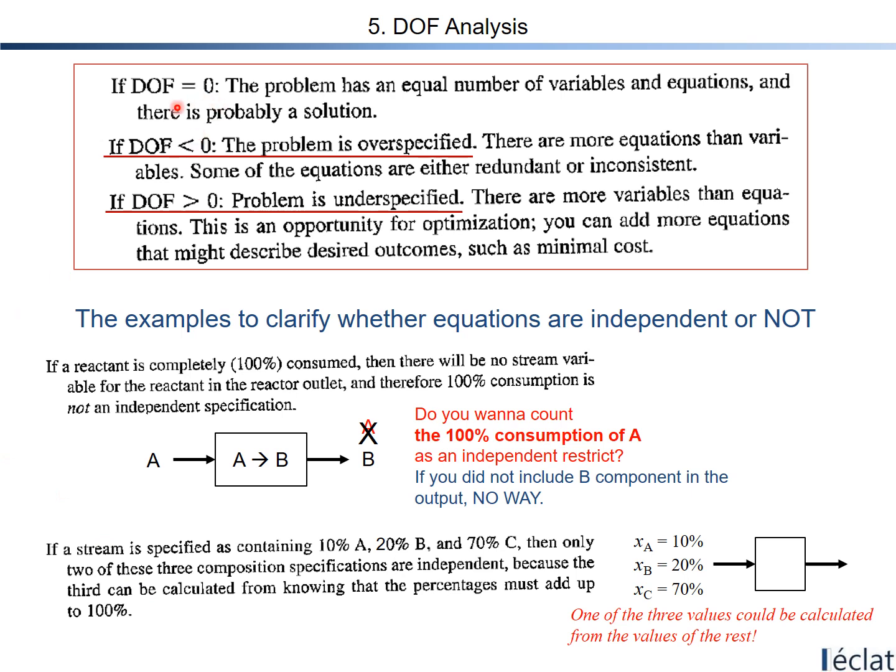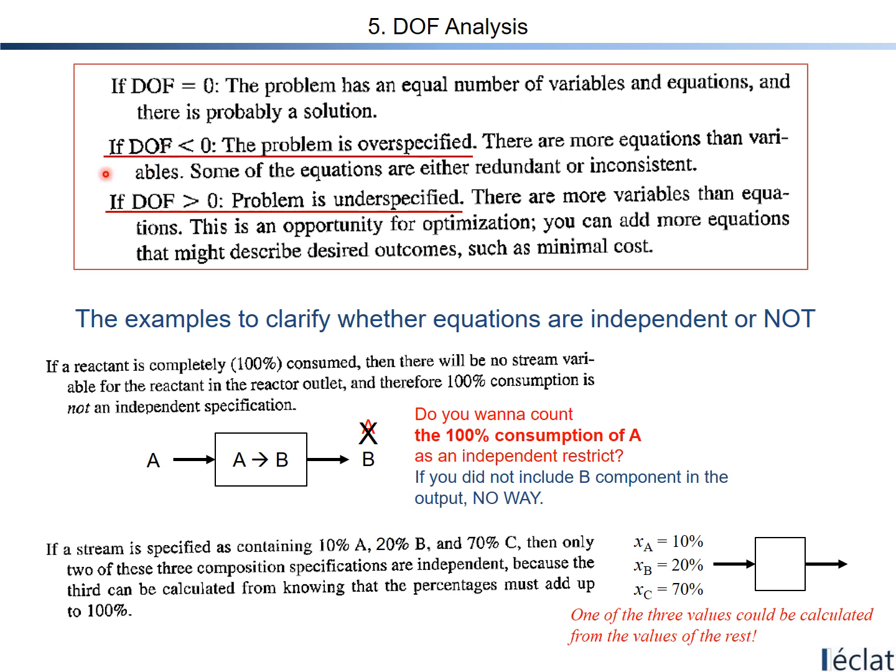If degree of freedom is equal to 0, that's what I want. The problem has an equal number of variables and equations, and therefore there is probably a solution. So the problem is totally specified exactly. So we can solve the problem.